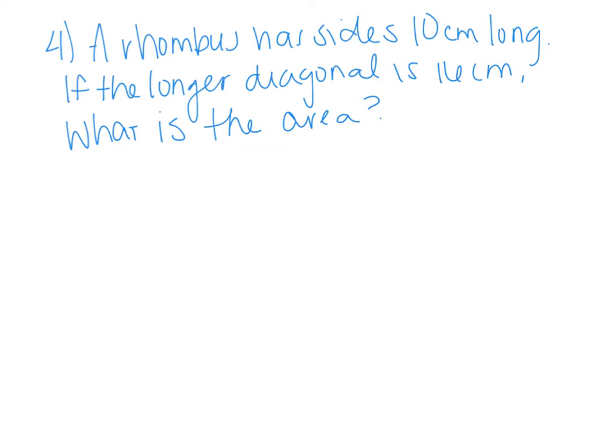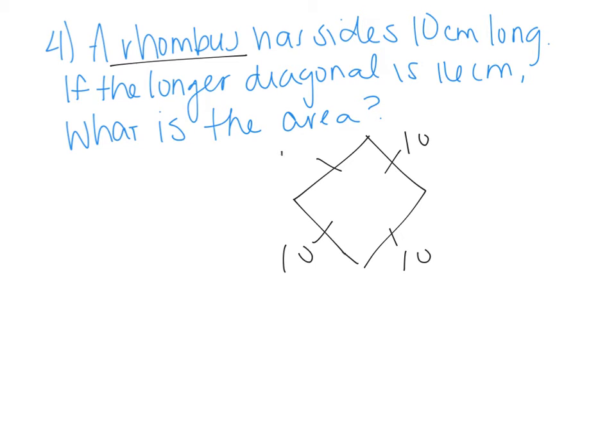Next question is finding the area of a rhombus, and in this case it's a word problem, so we'll want to draw a picture. It tells us it's a rhombus, so if I draw a rhombus, I know that all four sides are congruent, and they're all 10. And then it also tells me that the longer diagonal is 16.